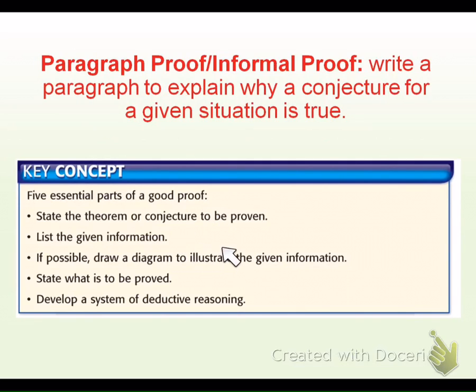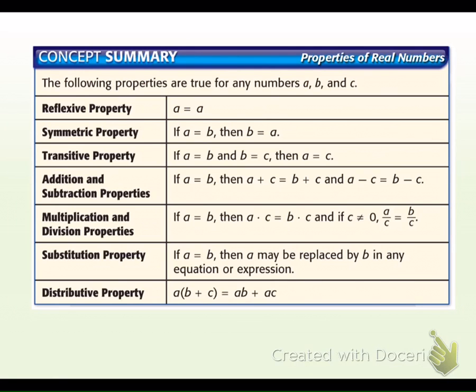You draw a picture if you can. You state what's to be proven, and you develop some reasoning behind it. You give supporting evidence. Okay, to review these properties real quick. Remember, you probably talked about these properties a long time ago. Reflexive, symmetric, transitive, addition, subtraction, multiplication, division, substitution, distributive.